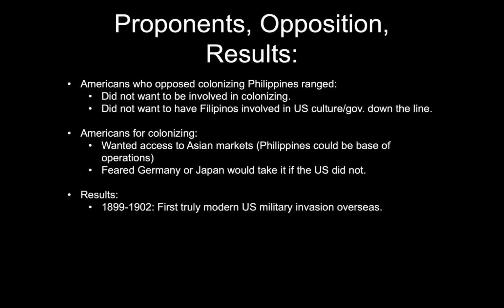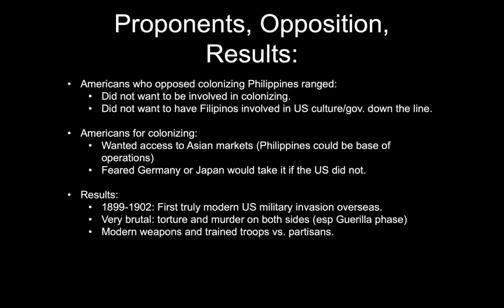So results of all this: 1899 to 1902, the United States has an actual invasion overseas for a colony. It is brutal. There's torture, guerrilla warfare against the U.S. troops. That's why 4,200 Americans will become casualties of this war, which is a pretty high and steep number. Okay, modern weapons versus partisan troops in the Philippines.